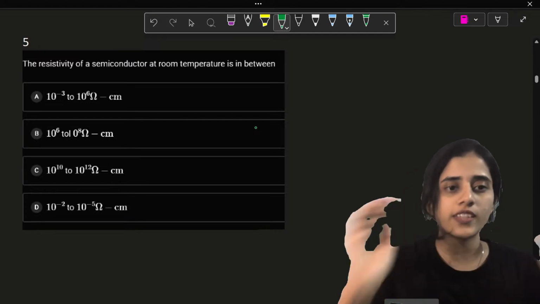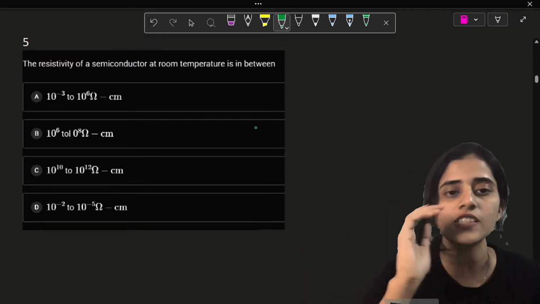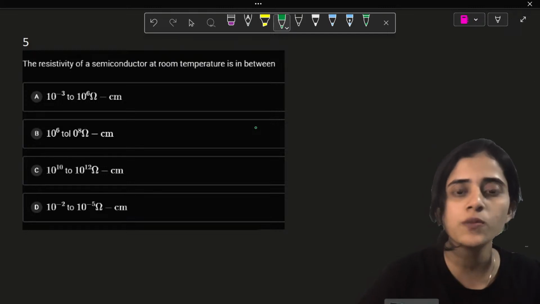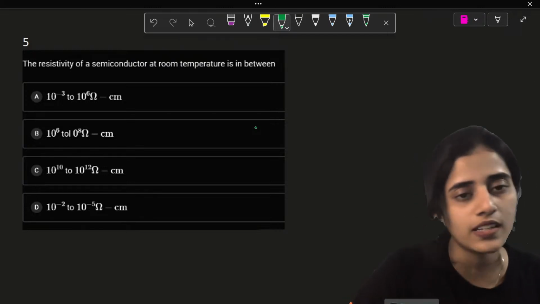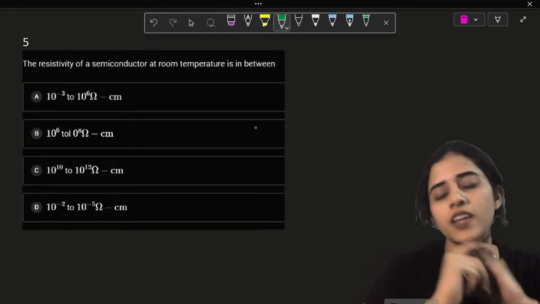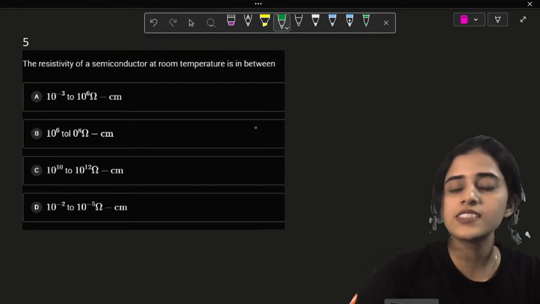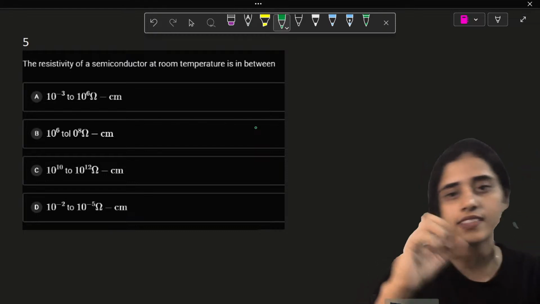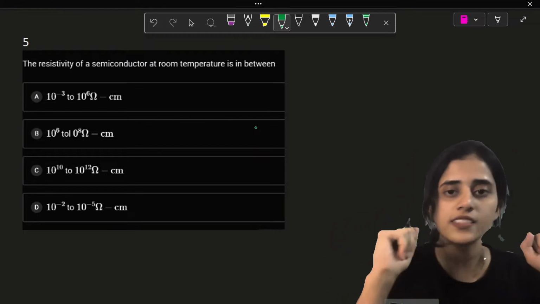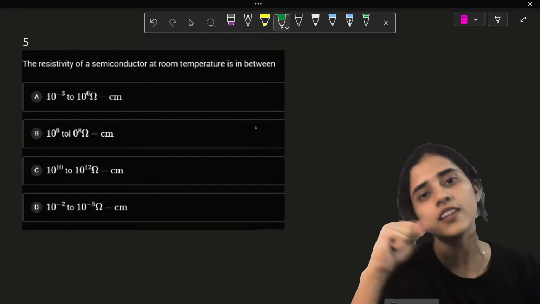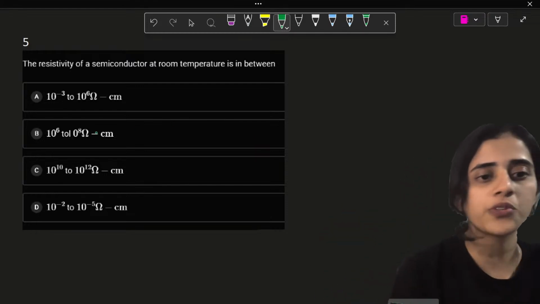Alright students, let's look at the next question. The resistivity of a semiconductor at room temperature is in between. So first thing you need to know, it's a semiconductor. It's not a conductor. It's not an insulator. So it's a semiconductor somewhere between a conductor and an insulator. So the resistivity value should be not so high, not so low. So what is the only option that suits?